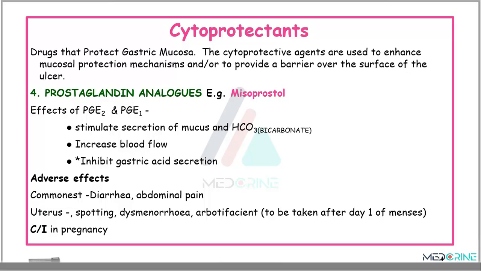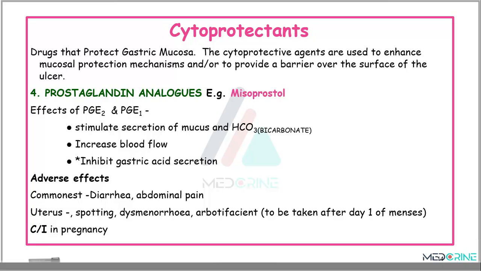Another type of drugs that we use in the treatment of peptic ulcer disease is cytoprotectants. These drugs work by protecting the gastric mucosa and are used to enhance this protection and also provide a barrier over the surface of the ulcers. An example of a cytoprotectant is the prostaglandin analogs, for example misoprostol.